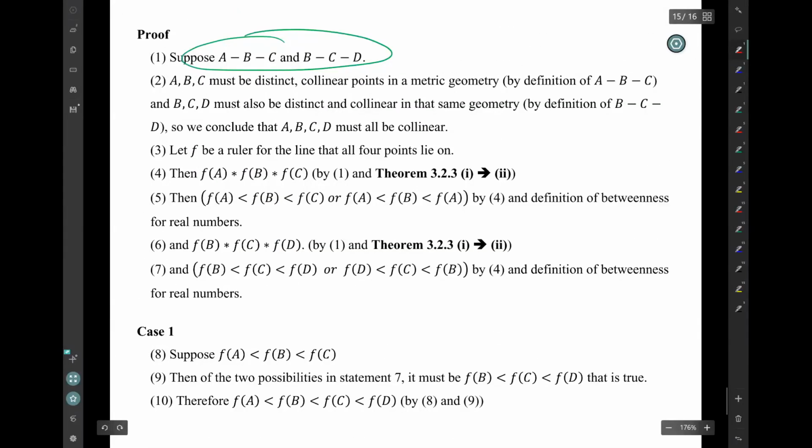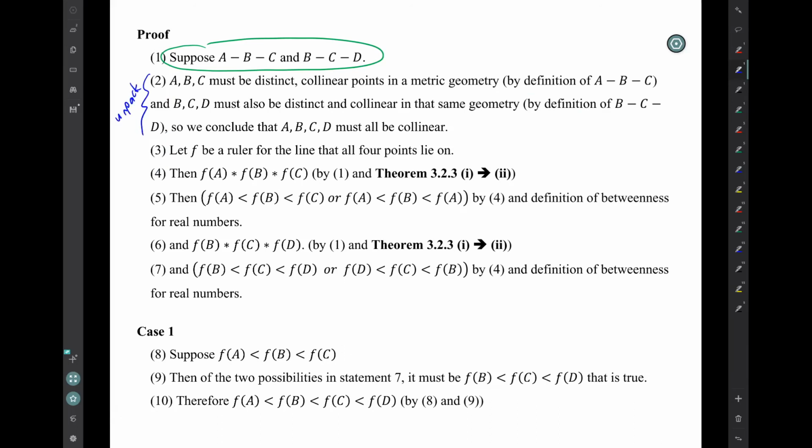Now what else? Well, clearly this first statement has some defined terms in it. So we have to start by unpacking the definition of A-B-C and the definition of B-C-D. So that's what happens in statements 2 and 3. Statements 2 and 3 are unpacking that definition. So again, statement 1 was inevitable, and statement 2 was unpacking.